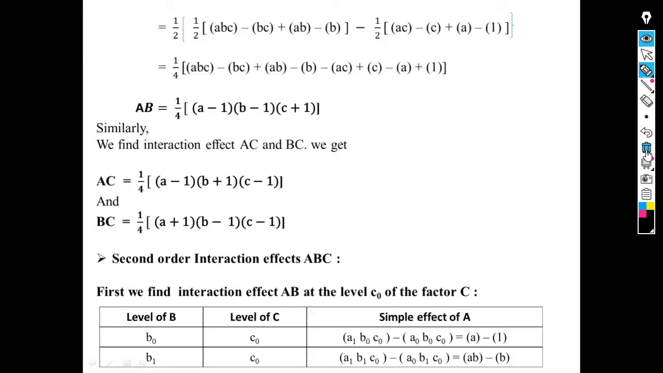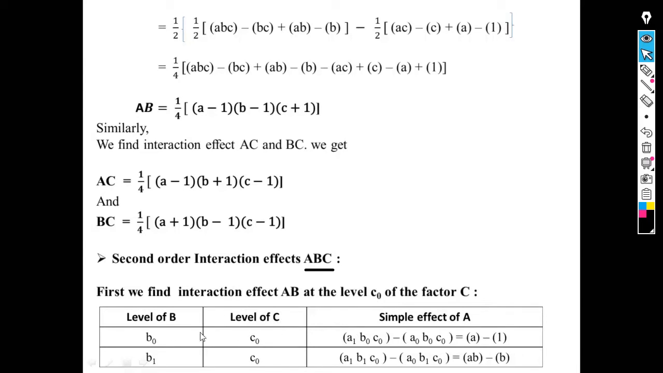Now we will discuss the interaction effect of second order, that is, the second order or three-factor interaction effect. It is denoted by capital ABC. To find this interaction effect, first we find the interaction effect AB at the level C naught of factor C. So here we consider the interaction effect AB at the first level of factor C. First we find the simple effect of A with factor C at the first level.